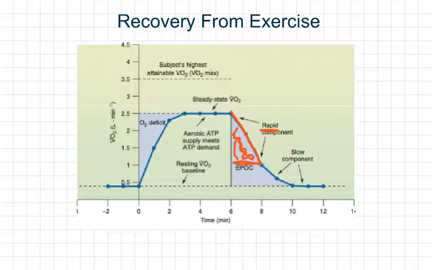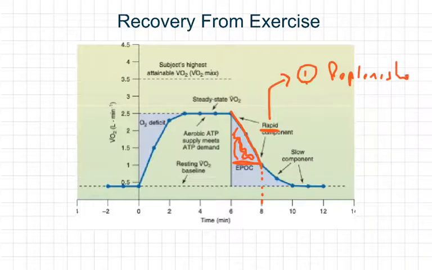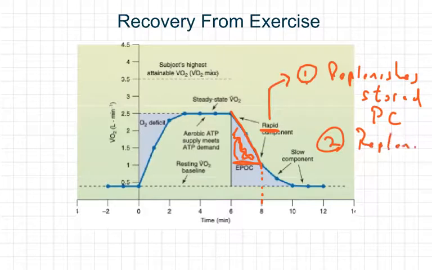And so if we focus right now on the rapid component, you can tell that the rapid component of EPOC ends pretty quickly, usually within 1 to 3 minutes after exercise is completed. And research has shown that the rapid component of EPOC does two things. One, it replenishes stored phosphocreatine. And secondly, it replenishes muscle and blood oxygen stores.